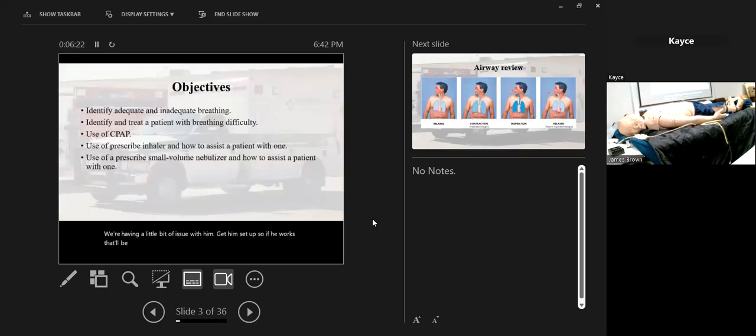We're going to identify adequate and inadequate breathing, and be able to distinguish the difference between the two. We're going to identify and learn how to treat patients with difficulty breathing. We're going to talk about the use of CPAP, prescribed inhalers, and prescribed small volume nebulizers. Does anybody know what a small volume nebulizer is?